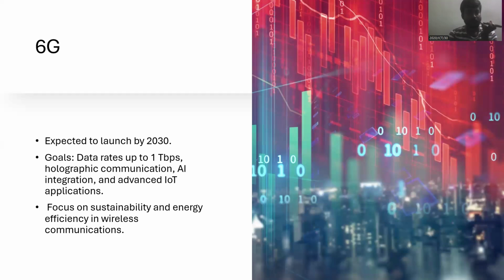Next one, 6G technology. It's not yet launched, it will be launched in future. Yeah, it's expected to launch by 2030. Goals of the 6G technology: it has data rates up to 1 terabit per second, holographic communication, AI integration, and advanced IoT applications. 6G technology is focused on sustainability and energy efficiency in wireless communication.